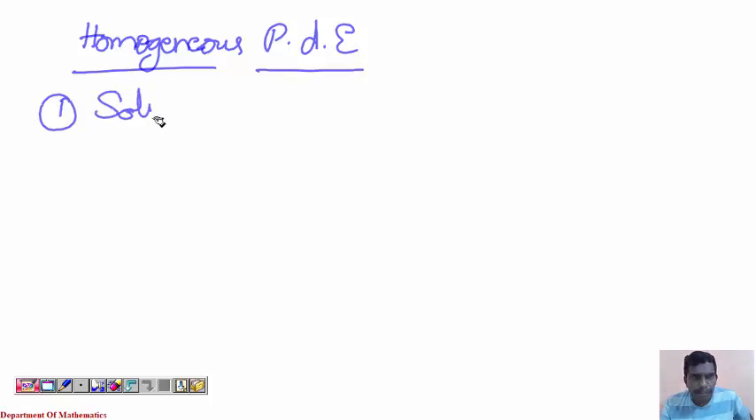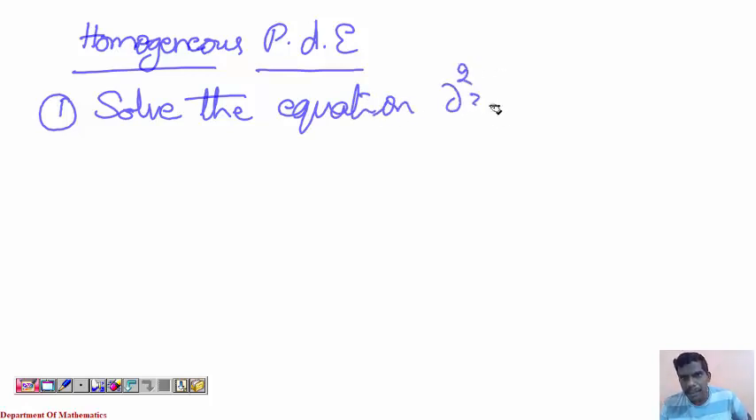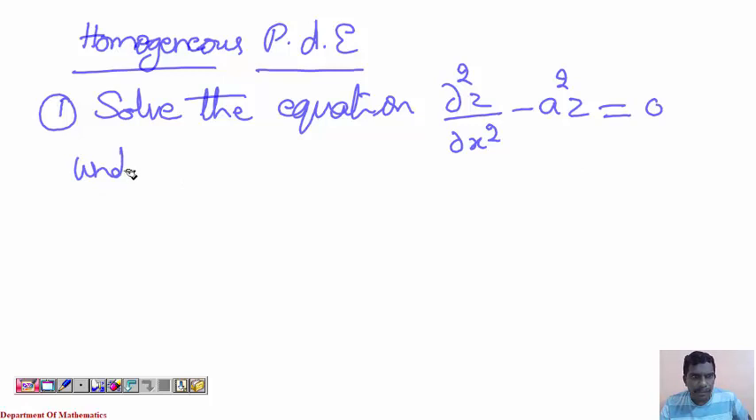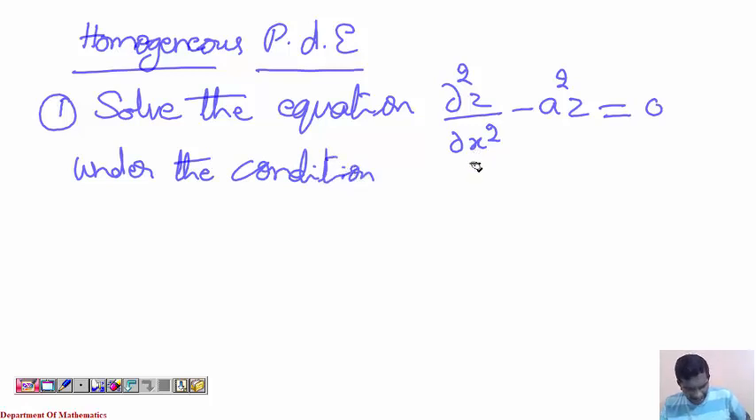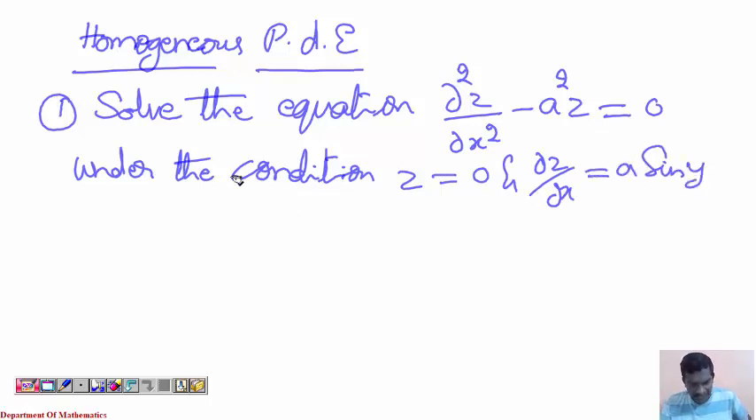solve the equation ∂²z/∂x² minus a²z is equal to 0 under the condition z is equal to 0 and ∂z/∂x is equal to a sin y when x is equal to 0. Now see there, it has got the given differential equation.